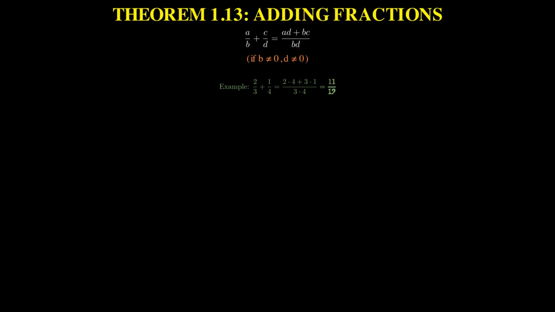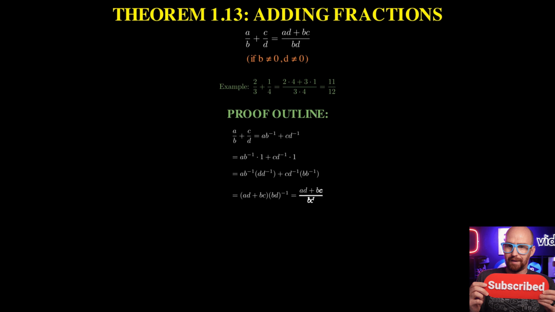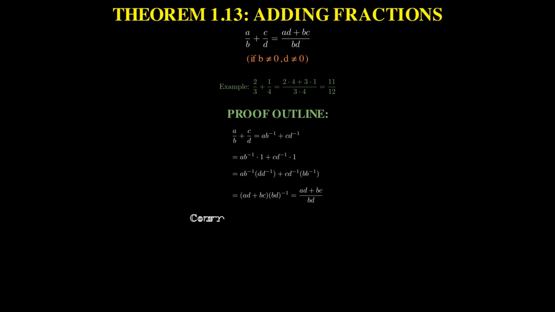Proof. a over b plus c over d equals a times b inverse plus c times d inverse. This equals a times b inverse times 1 plus c times d inverse times 1. Substituting 1 as d times d inverse and b times b inverse respectively, a times b inverse times d inverse plus c times d inverse times b inverse. This simplifies to (a times d plus b times c) times (b times d) inverse, which equals (a times d plus b times c) all over b times d.